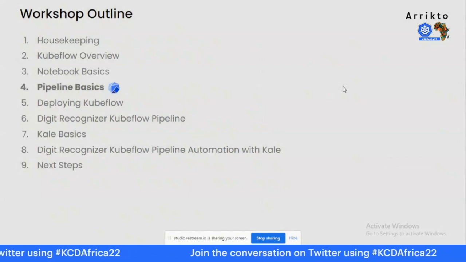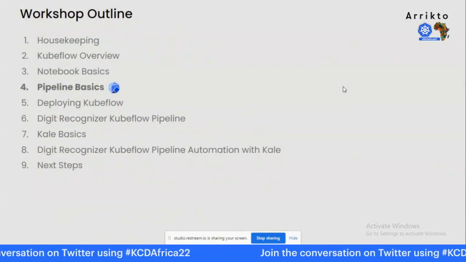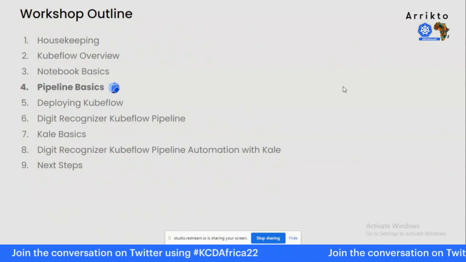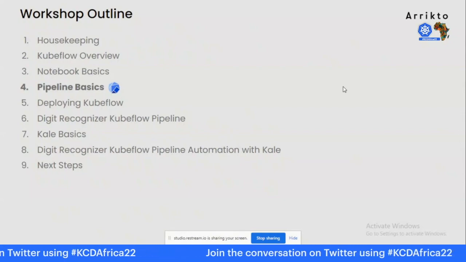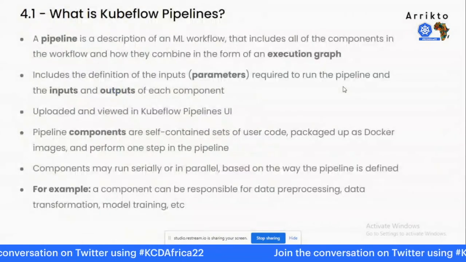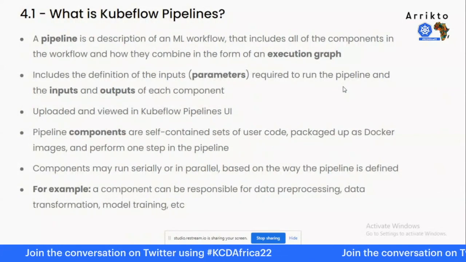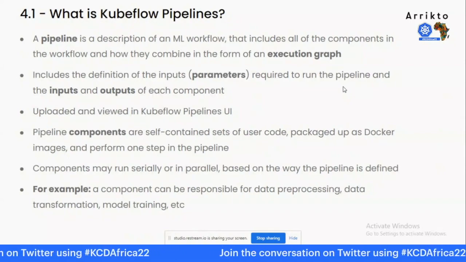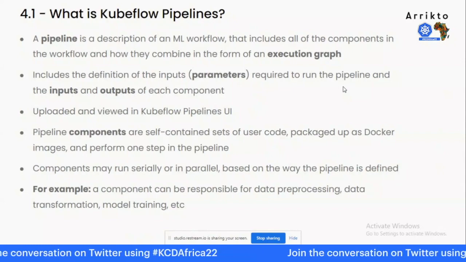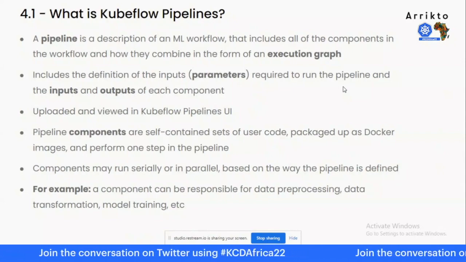So to go to the pipeline basics. The core focus of this session is how to create reproducible machine learning pipelines. Before I go into how to create reproducible machine learning pipelines, what exactly is a pipeline itself? A pipeline is a description of an ML workflow that includes all of the components in the workflow and how they combine in the form of an execution graph. Basically, a pipeline is your end-to-end machine learning process as tasks or as steps.